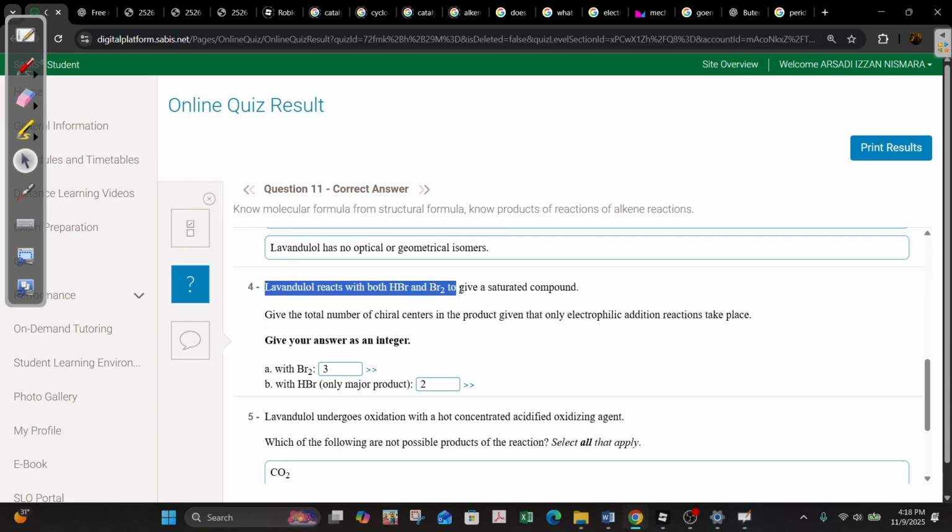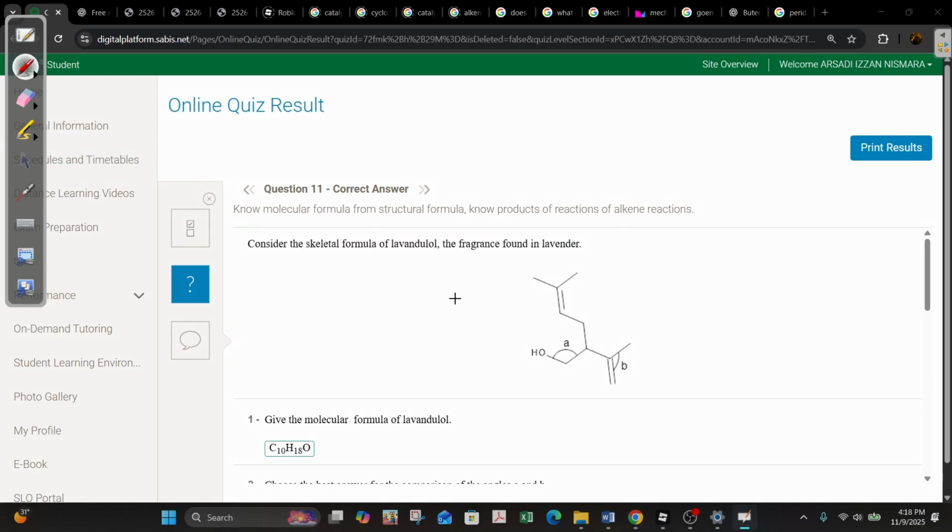Lavandulol reacts with HBr and bromine to give a saturated compound. Okay, with bromine, there's 3. You just have to break the double bond, so let's just X that, and destroy the double bond, and then you give Br, H, H, another Br. Now just count. We know there's a chiral center here. This is not chiral since these 2 are the same group, that's CH3. For this one, 1, 2, 3. This is a chiral center.